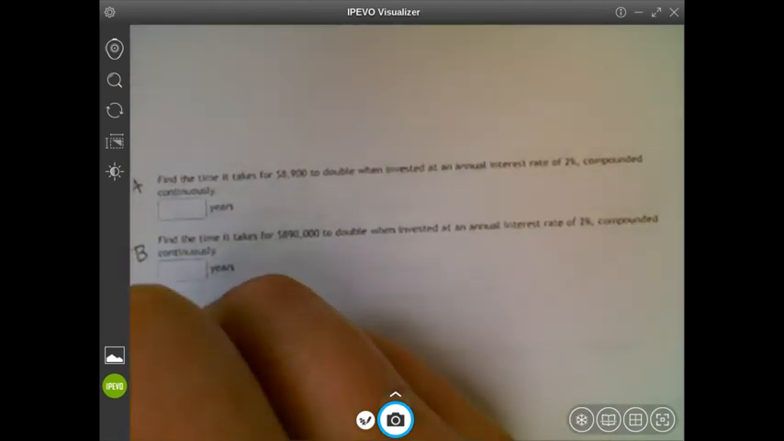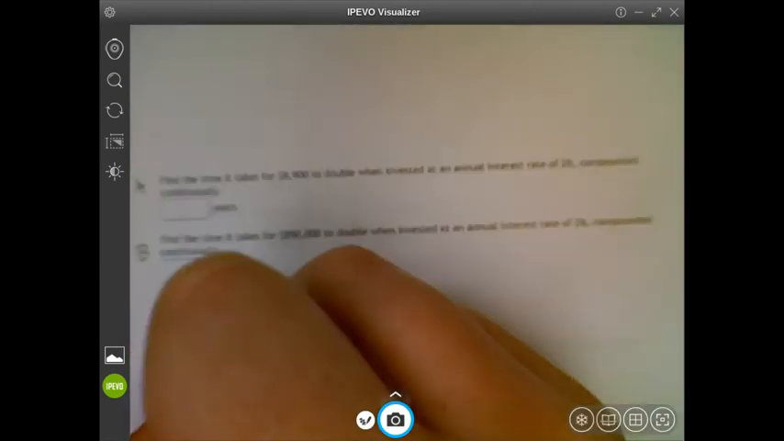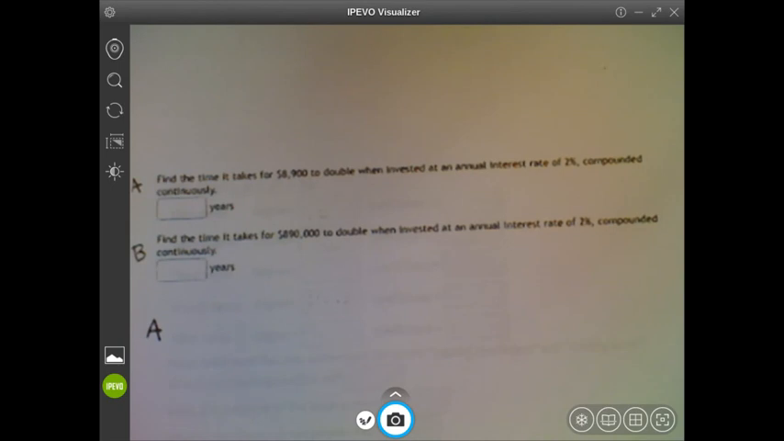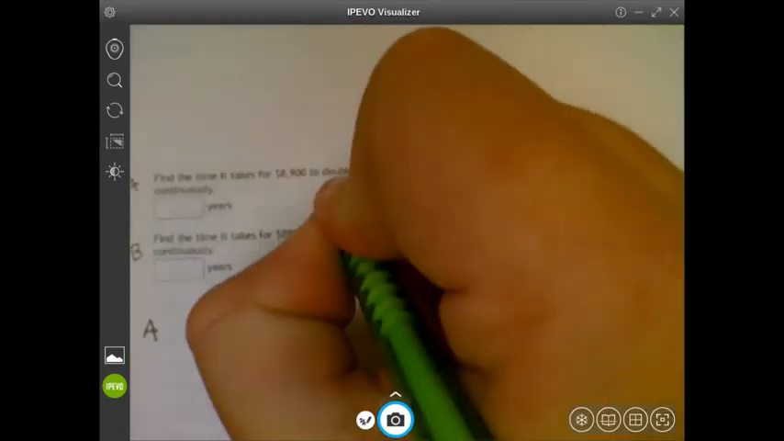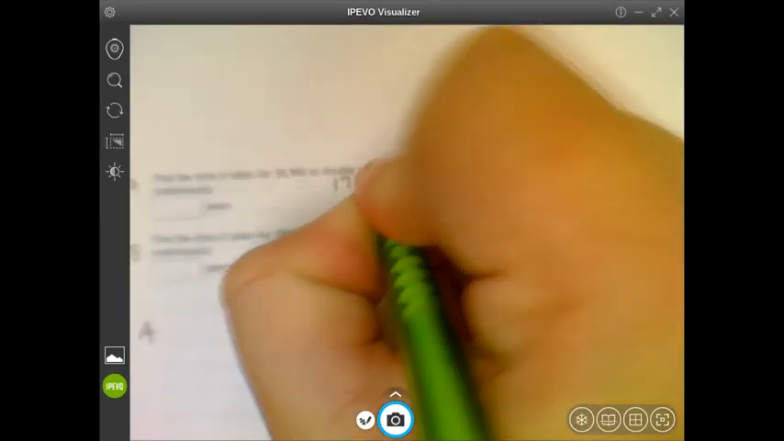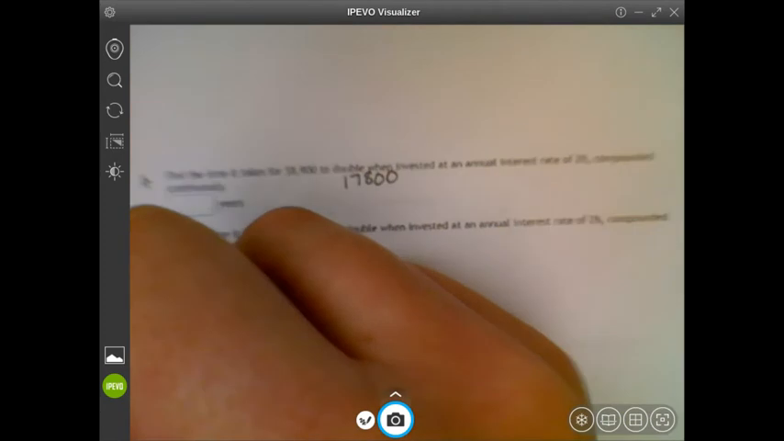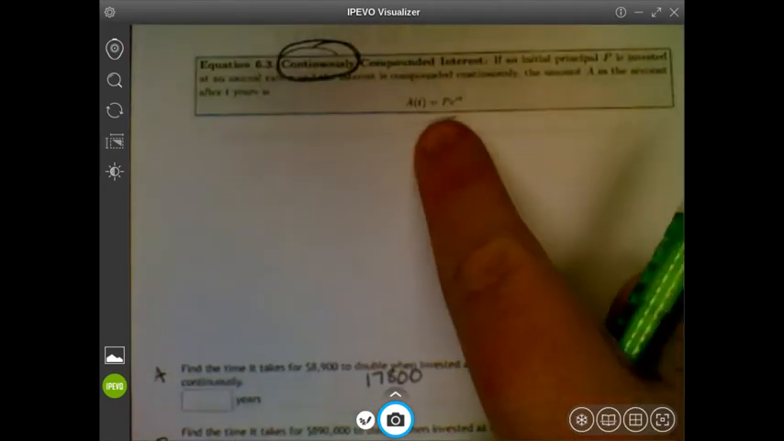It says, find the time it takes for $8,900 to double when invested at an annual interest rate of 2% compounded continuously. So I'm going to call this part A. This is going to be part B. So for part A, we want $8,900 to double. And if it doubles, 8,900 times 2 becomes $17,800.